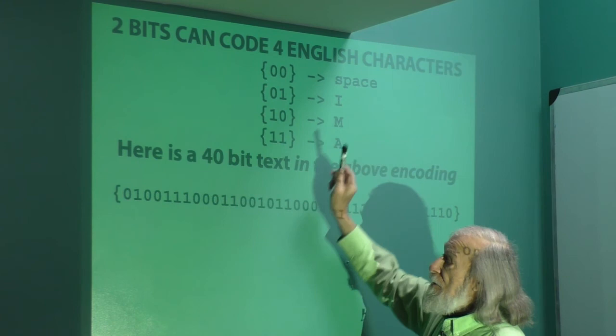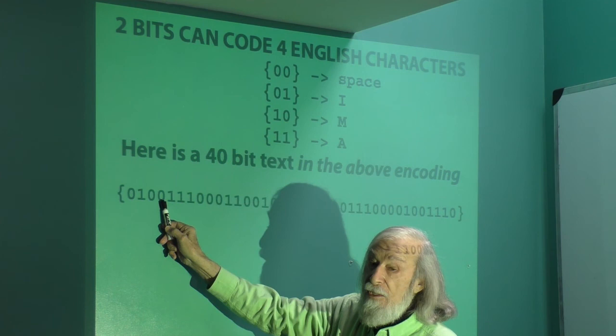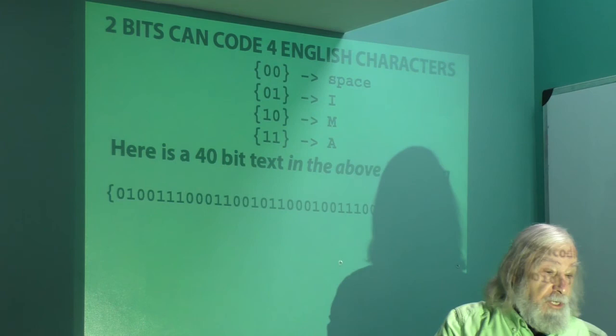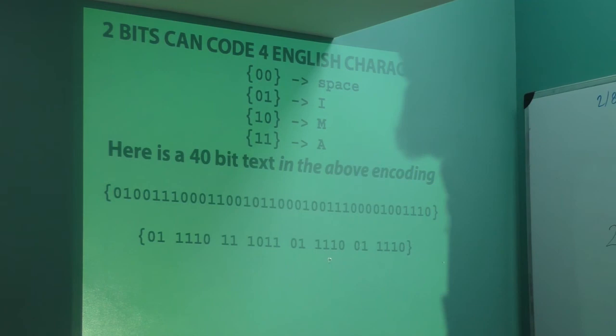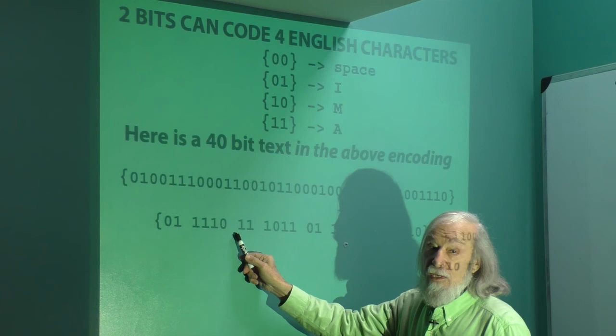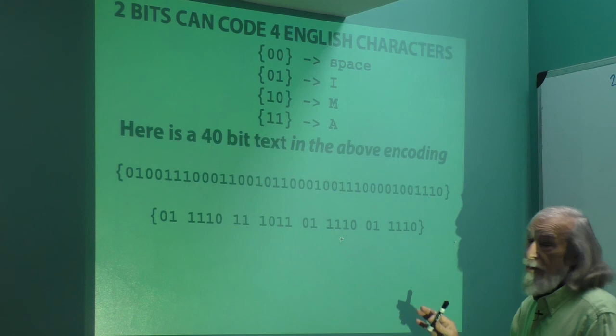Let's do the next two. 0-0. 0-0. Go to the dictionary, find the 0-0. There it is. What is it? Space. Now, before we go any further, what I'm going to do is put all the spaces in. What I did to help us out here, speed things up a little bit, is wherever there's a 0-0, I put the space in. So the 0-0s are gone, and instead I put a space. That makes it a little easier for us to read.